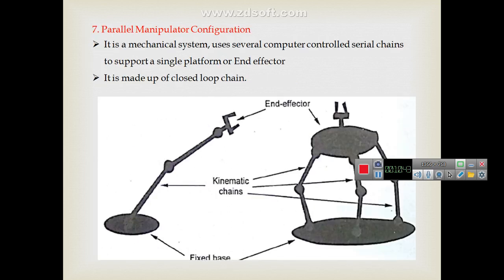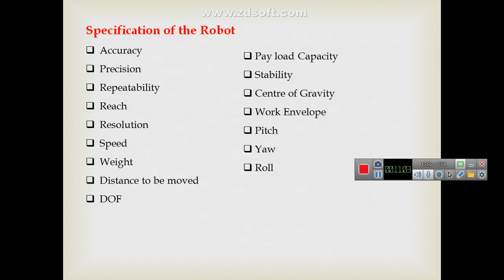Easily, right? Then the seventh one is the parallel manipulator configuration. It is a mechanical system with several computer controlled serial chains, supporting a single platform or end effector. So it is made up of closed loop chains, using the manipulator configuration of the end effector robot system, right? Then another one is the specifications of a robot.